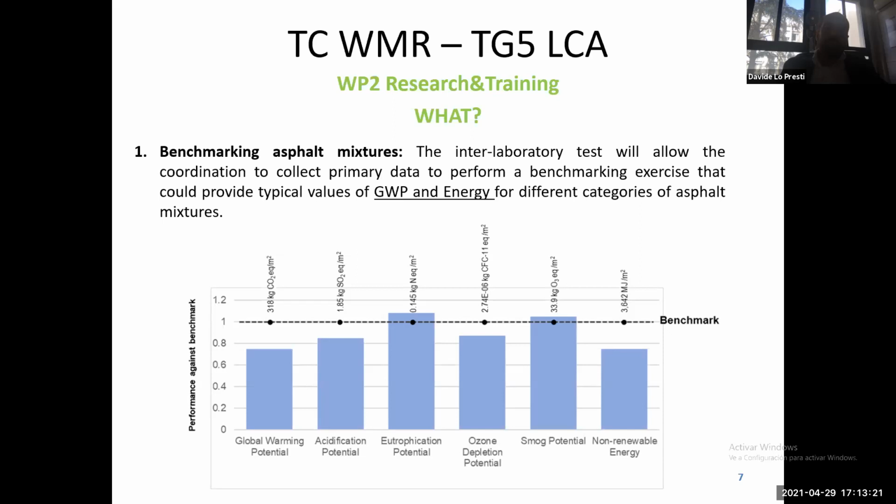So what we're trying to do, first of all, as a community of asphalt technologists, is give some benchmark values for possibly groups of this asphalt. We are still trying to group the results to provide the scientific community with values of global warming potential and energy that can be considered average values for that type of asphalt, or maybe that region of the world. This is the benchmark exercise that we're doing first of all.